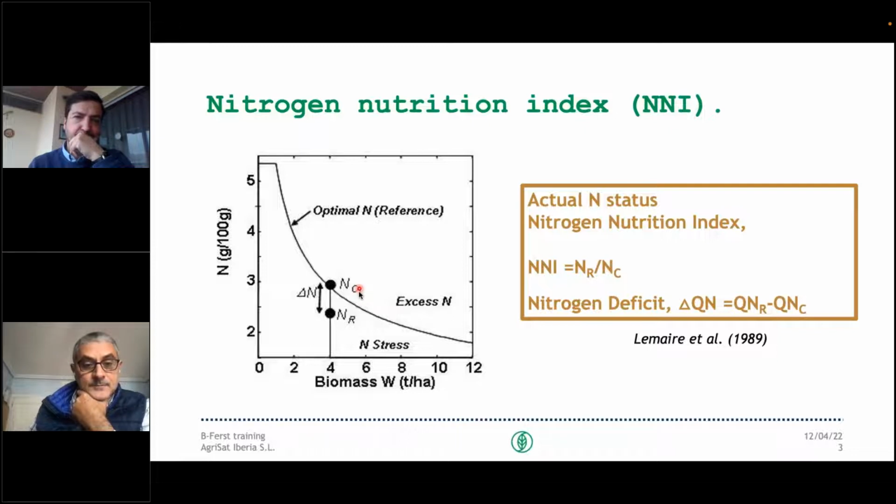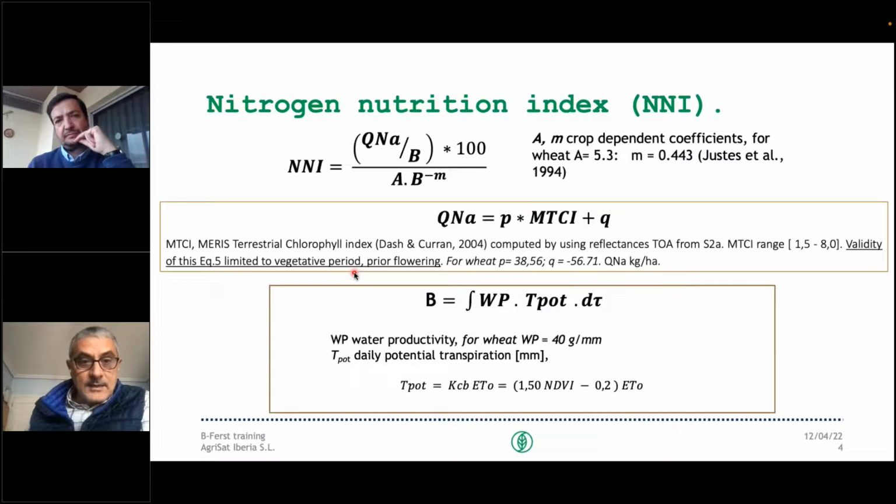But the problem to use this information, this index, on a day-to-day basis, is the calculation. It's not necessary to pay much attention to the equation; it's shown only to demonstrate the complexity of the calculation. To calculate this index, it is necessary to know the amount of nitrogen per square meter or per hectare, and the amount of biomass.